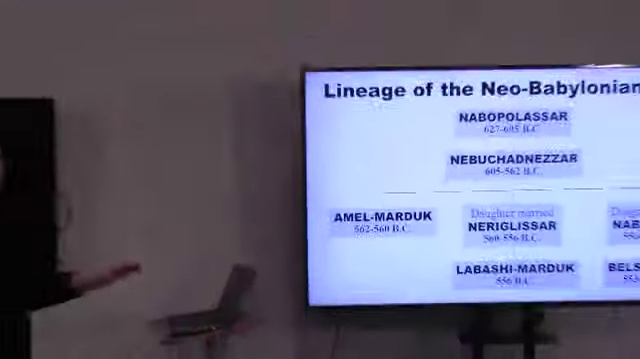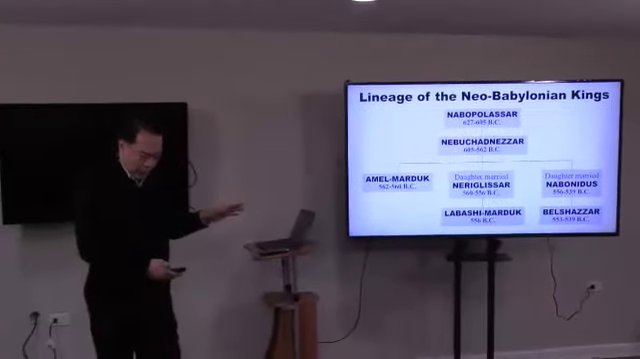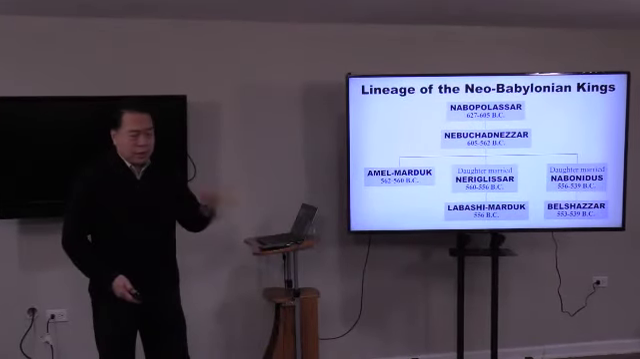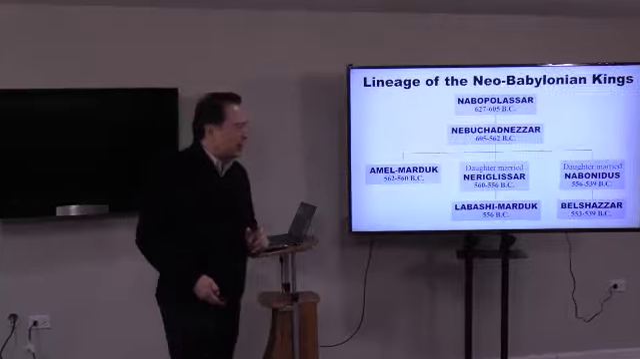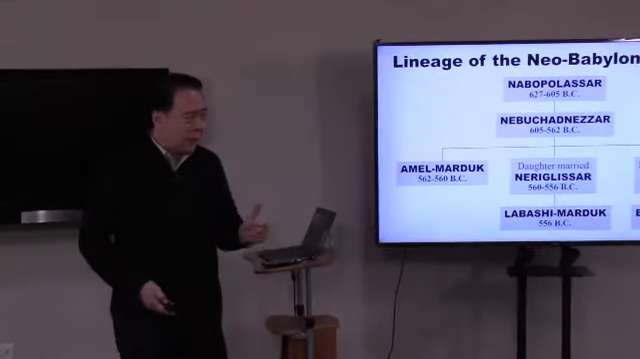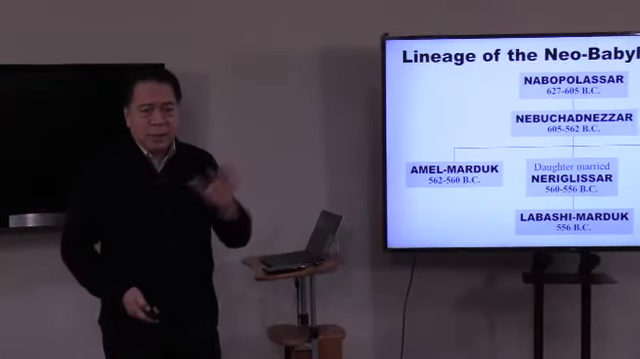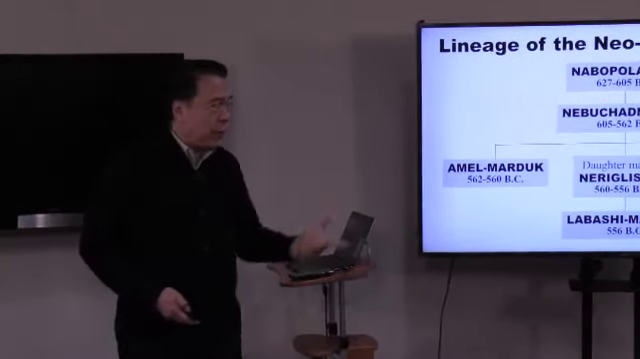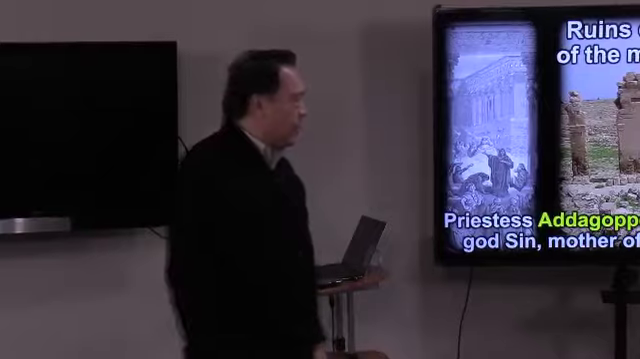Okay, now let's explain what's going on with Nabonidus, because if you read ancient history, Nabonidus is the last king of the Neo-Babylonian Empire. But you read the Bible, the last king to die for Neo-Babylonia is Belshazzar. So we'll try to figure out what was going on there.